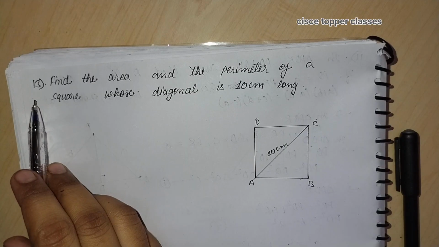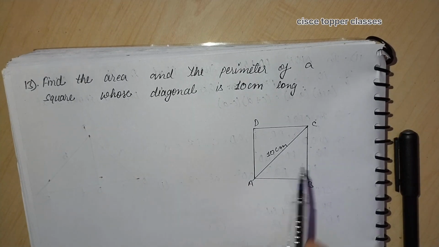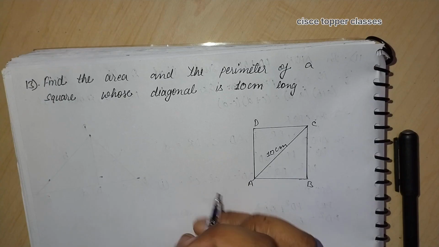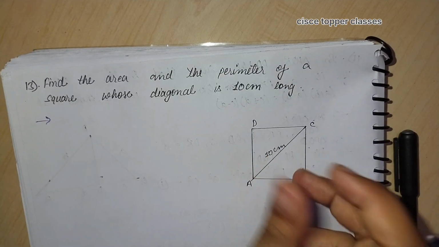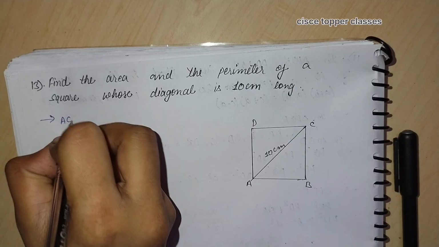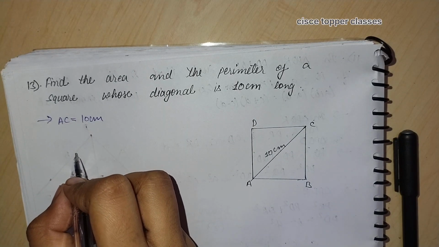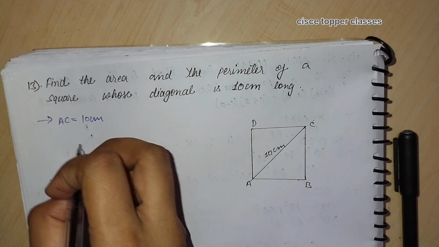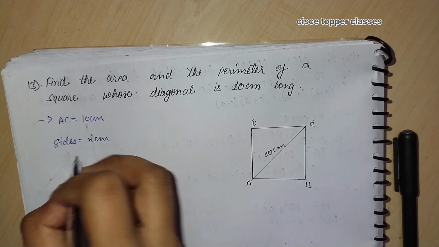Now let us solve the 13th question here. We have to find the area and the perimeter of a square whose diagonal is 10 centimeter long. So let ABCD be a square here whose diagonal AC is equal to 10 centimeter. So let the length of the side of this square be x centimeter.